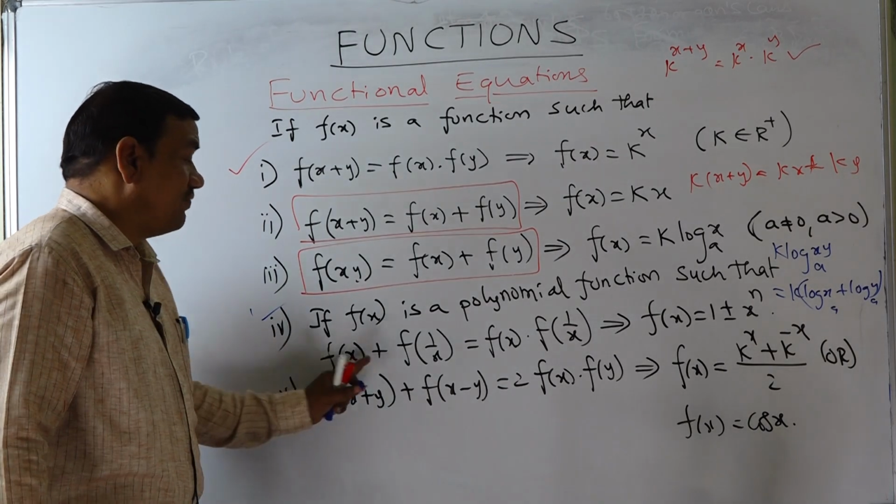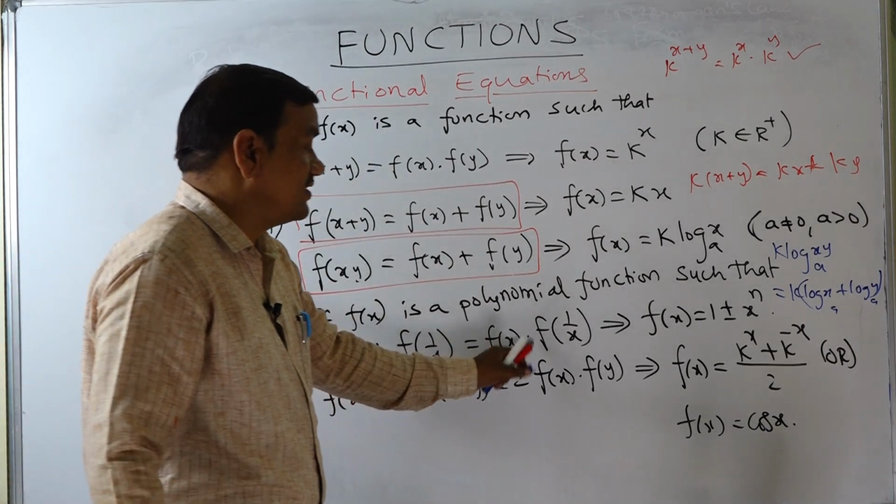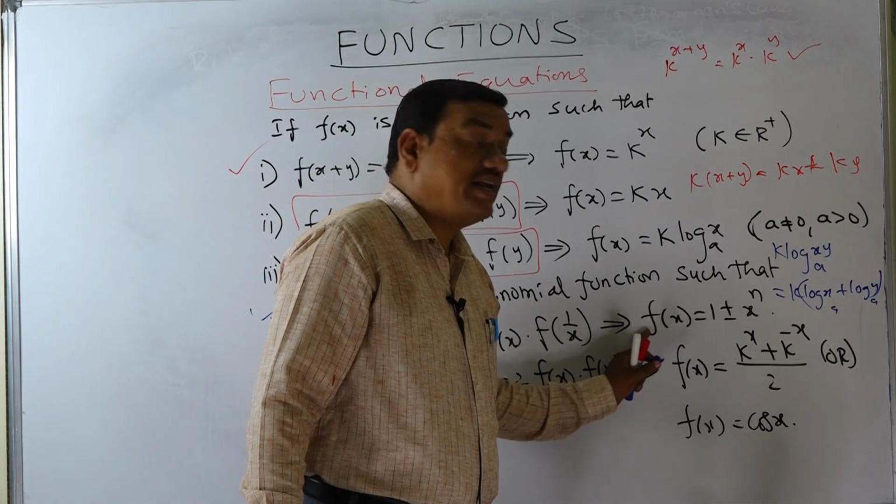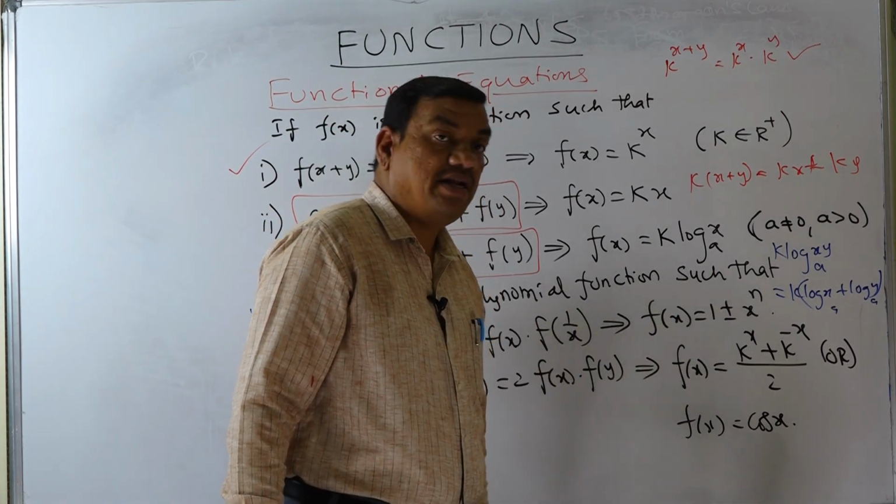Here also, if f(x) + f(1/x) = f(x) f(1/x), then you can take f(x) = 1 ± x^n.